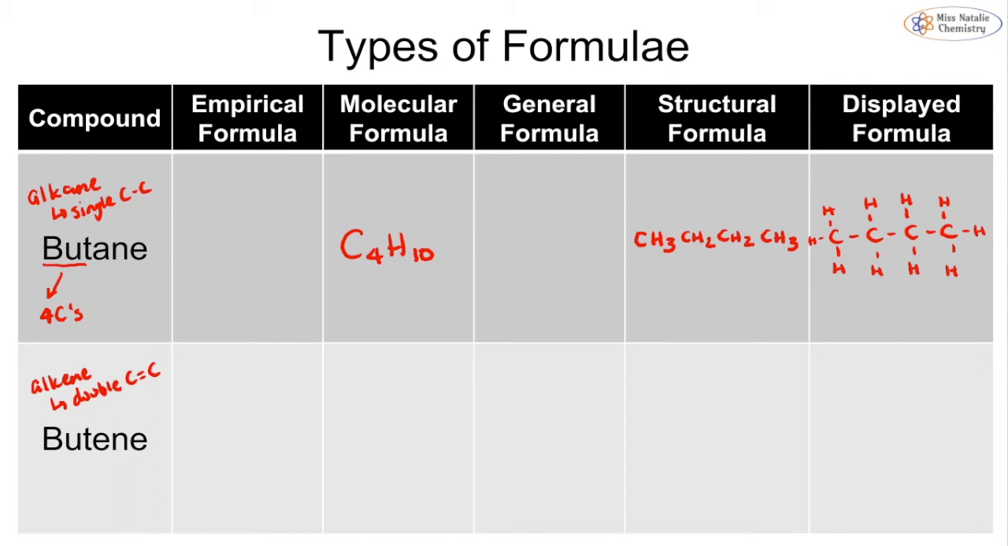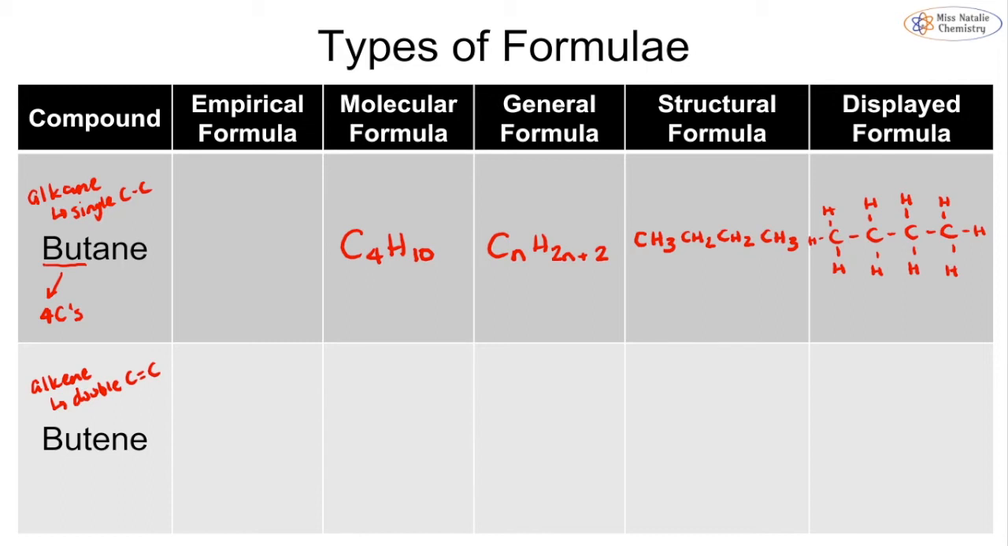Now the general formula is a formula that's used to work out the molecular formula for any member of the alkanes. And you will go into a little bit more detail about this when you look at the alkanes, but it's CnH2n+2, where n is any number, and to work out the hydrogens, you multiply the number of carbons by 2, and then you add 2. And we can see that is the case here, because we have 4 carbons, we multiply that number by 2 to get 8, plus 2 is 10, and that gives us our molecular formula.